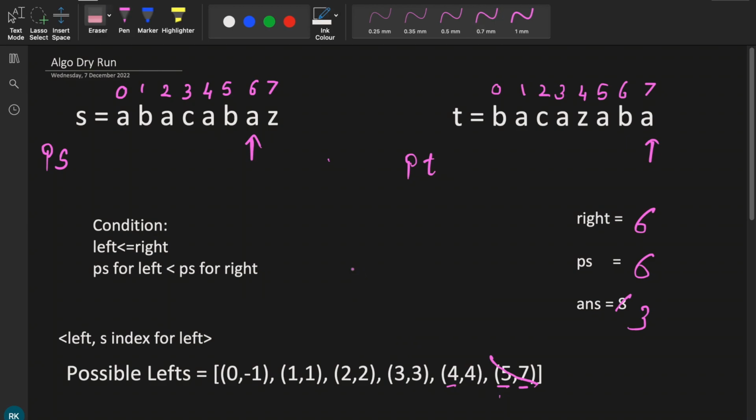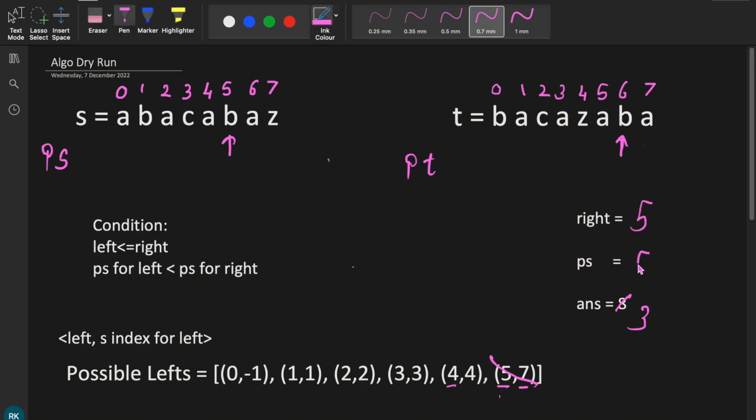Now since 3 is less than 8, we make our answer as 3. Again, once this step is done, we decrement both PT and PS pointer. So PT will point to B and PS will also point to B. Since both values at PS and PT are same, we can say that the right here is PT minus 1, that is 5, and the PS in this case is also 5.